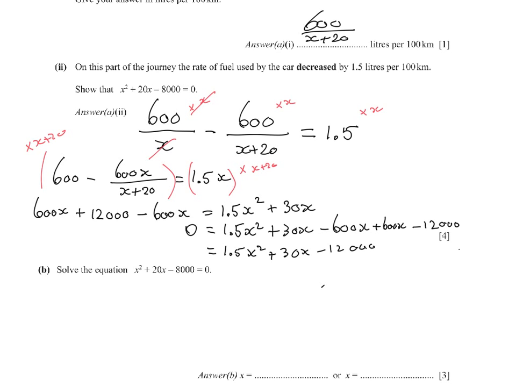So I divide everything by 1.5. Okay, so 0, I'll continue here now, equals x squared. 30 divided by 1.5 is 20 again. 20x, and 12,000 divided by 1.5. Now I'm keeping my fingers crossed because I'm expecting to get 8,000. Yes, 8,000. You know, what a great feeling is that? Because I'm getting exactly what they told me I should get.